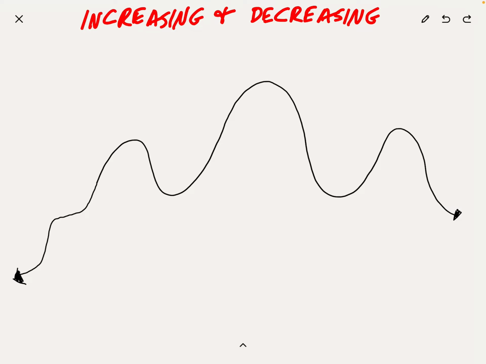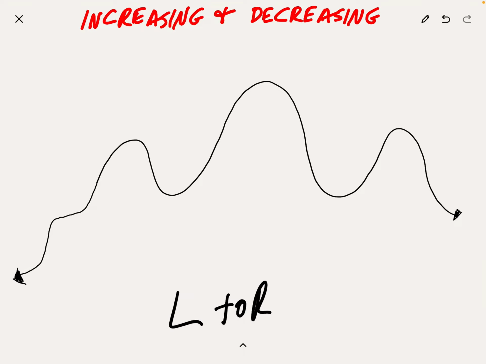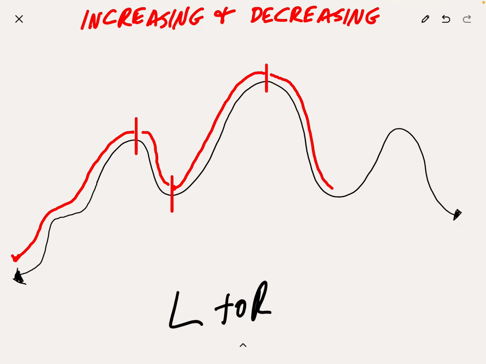All right. Now, remember, every graph is read from left to right. Every graph. Now, I'm going to start over here at the bottom left, and I'm going to be going up, increasing all the way over to about here. Then that's a turning point. From there, I'm going to be going down until I get about here. There's a turning point. From here, I'm going to be going up, increasing till about here. That's a turning point. Then I'm going to be decreasing till about here.